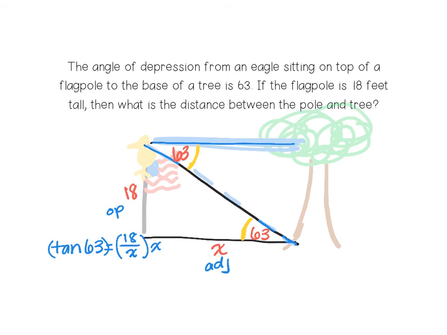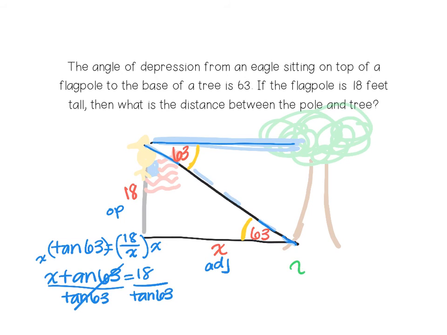Multiply by x. And then, so x times the tangent of 63 equals 18. Divide by the tangent of 63. These cancel out. And 18 divided by the tangent of 63 is 9.17. So the flagpole is 9.17 feet away from the tree.